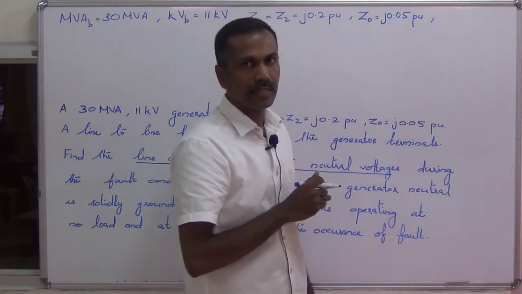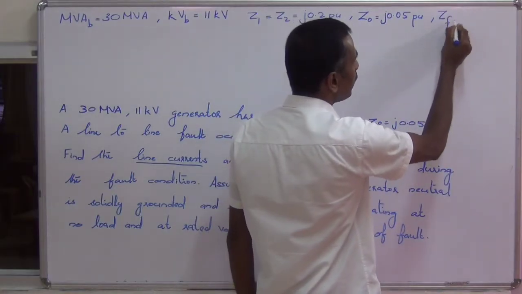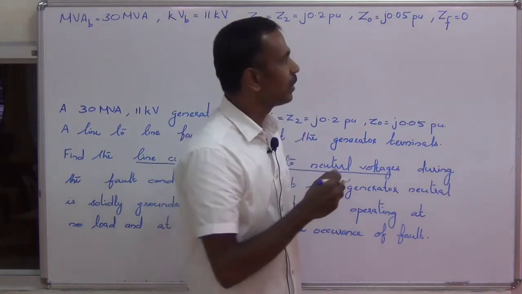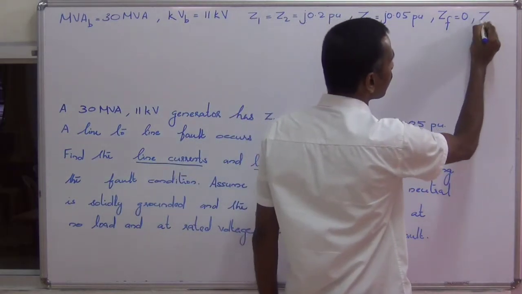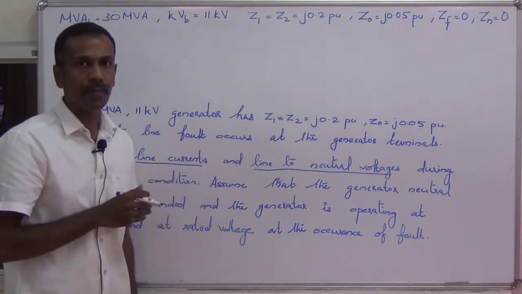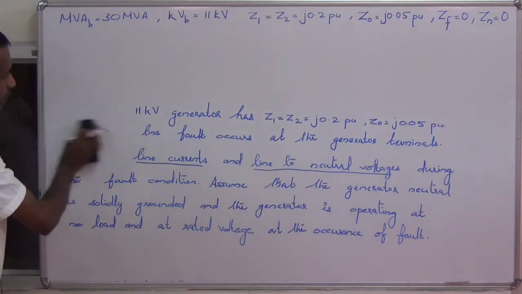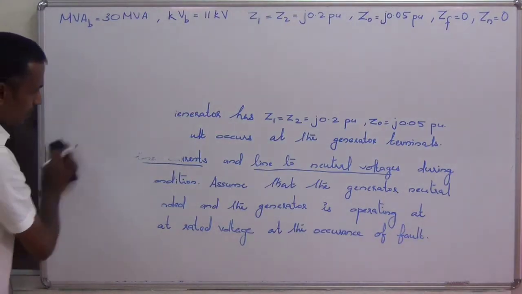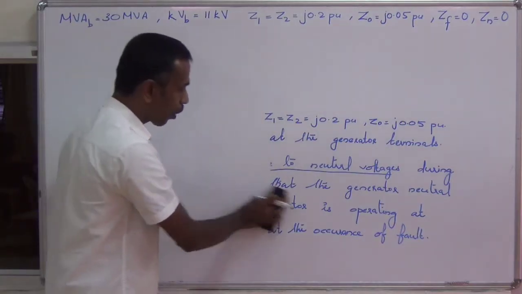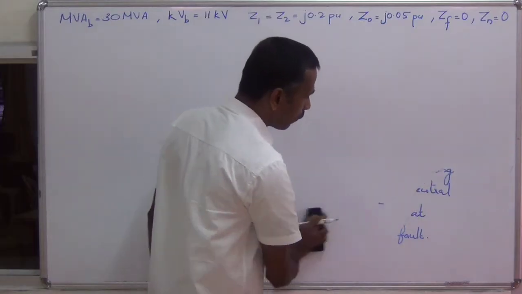Here the fault impedance is not given in the question, so the fault impedance can be taken as 0. The neutral is solidly grounded, so Zn is also equal to 0. These are the parameters given in the question. In the last class, we solved a single line to ground fault analysis for the same problem. In this session, we will solve the line to line fault analysis.